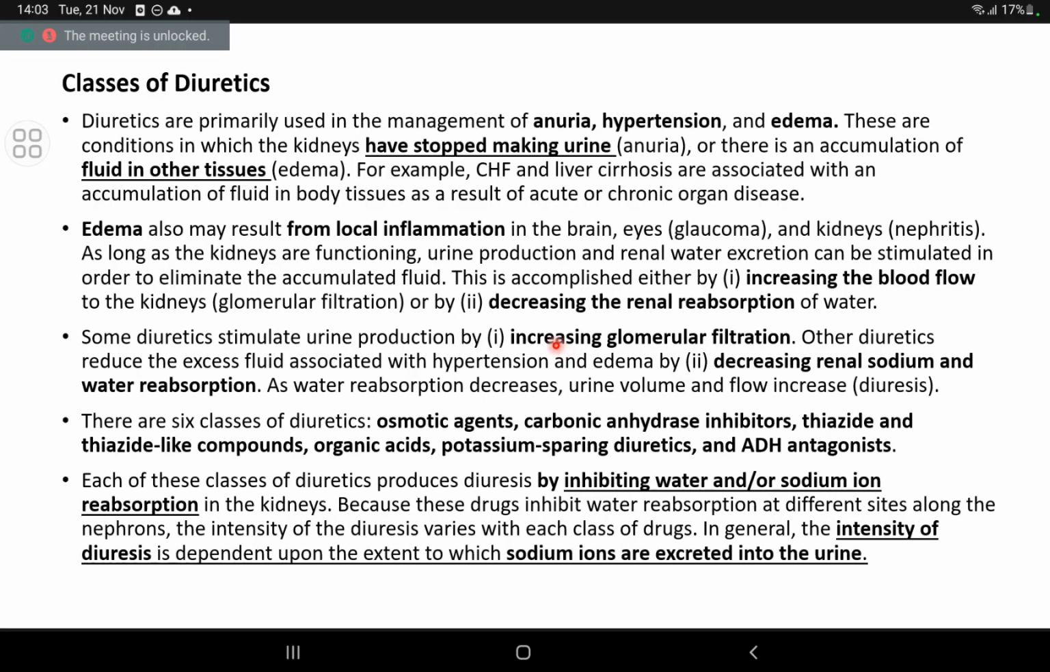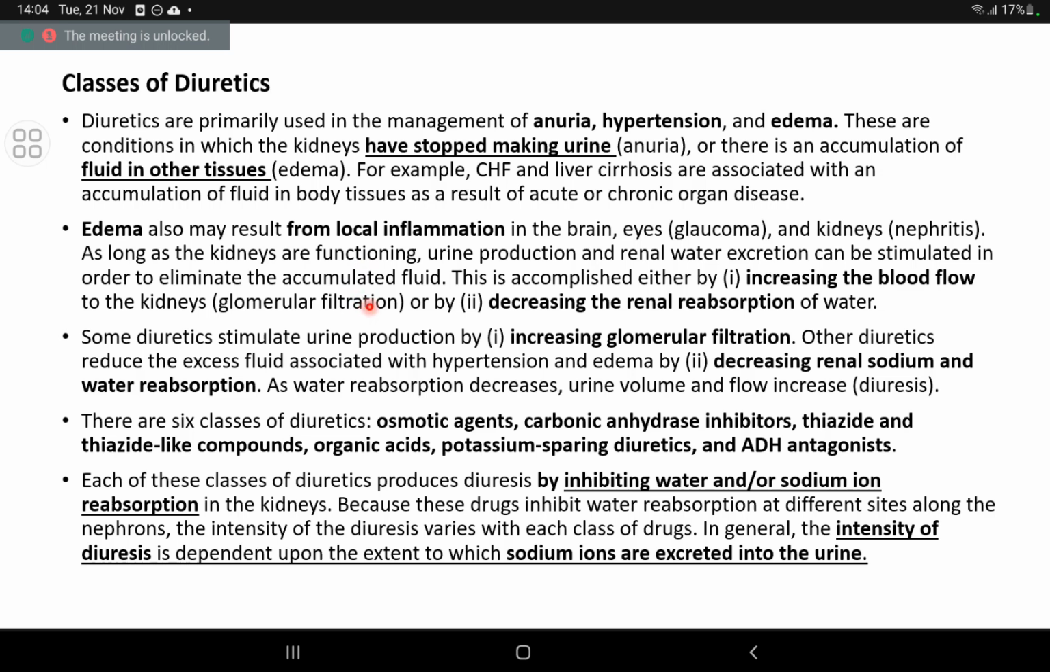So as usual, before we go into detail, it's nice to have a look at the introduction of diuretics. The first thing you need to know is why we need diuretics, or when we are going to use diuretics. Diuretics are mainly for the management of a few conditions such as anuria, hypertension, and edema.